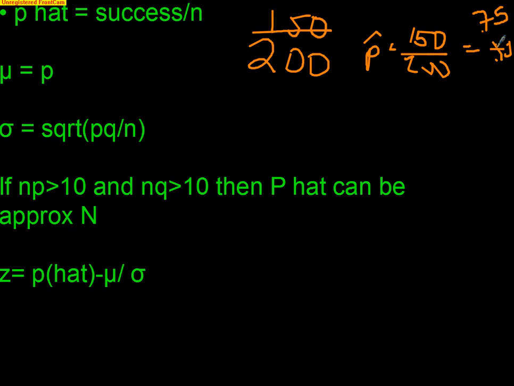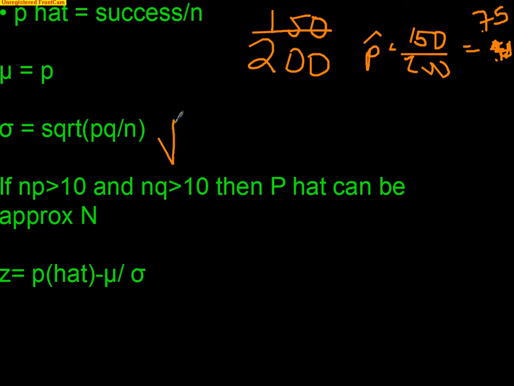Oh, there we go, 0.75. The mean is just P. You notice that this says P and not P hat. This implies that somehow we know what P is. And P is the true proportion of the population.